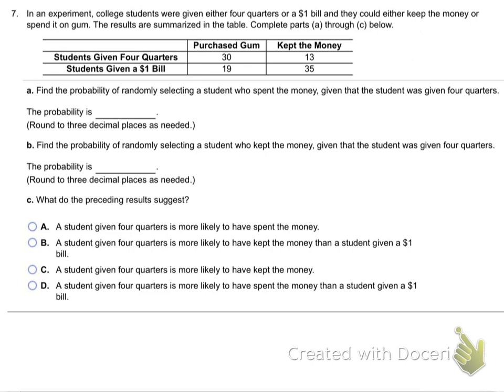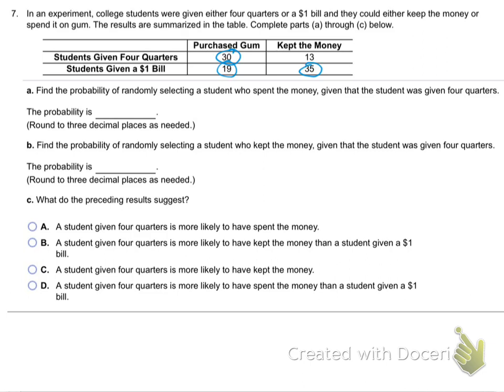So we see what happened up here. So students that were given 4 quarters, a little psychological experiment. There were 30 students. Tell me about those 30 students. What do you know about those 30 right there? 4 quarters and putting on gum. Yeah, 30 students that were given 4 quarters and purchased gum with their 4 quarters. And then what about these 19? They were given the dollar bill and spent it. They were given the dollar bill and they bought gum too. And what about these 35 here?